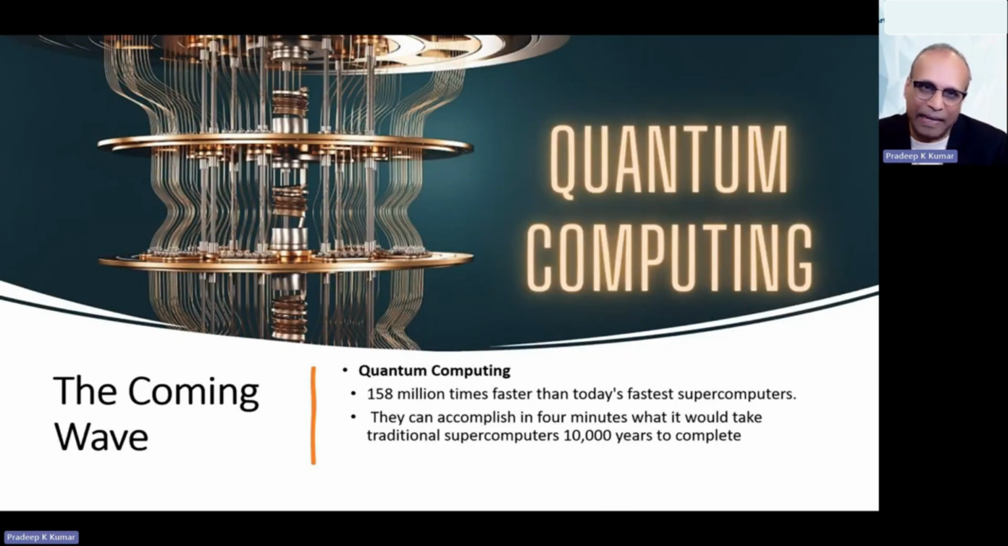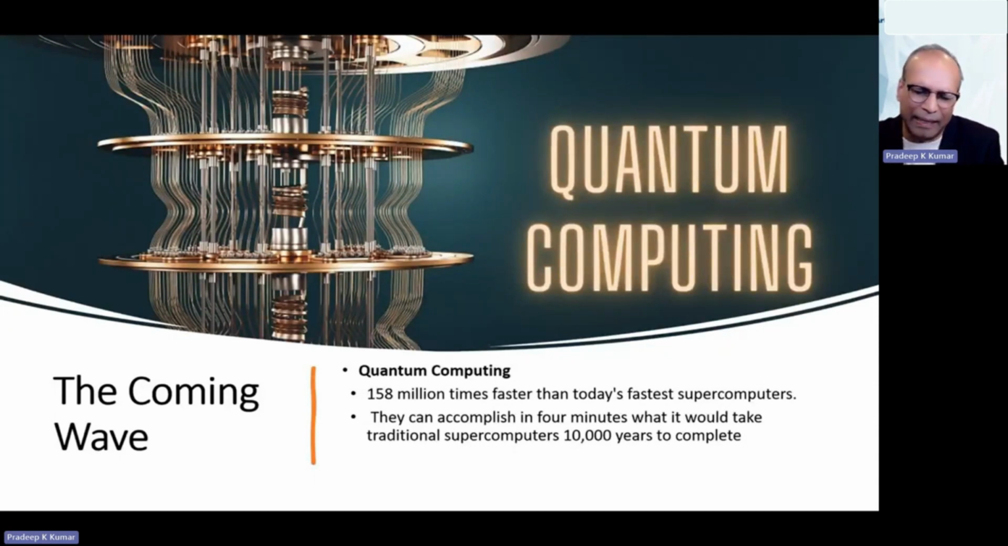A quantum computer is 158 million times faster than the fastest computer, and can accomplish in 4 minutes what would take a traditional computer 10,000 years to complete, which also brings about the question about encryption, right? It's going to break encryption altogether really quickly, right? But this is still in nation state.